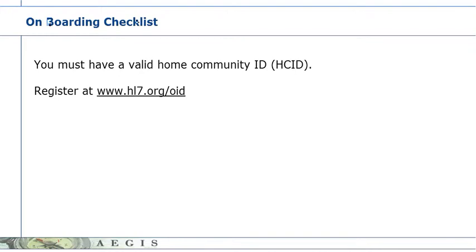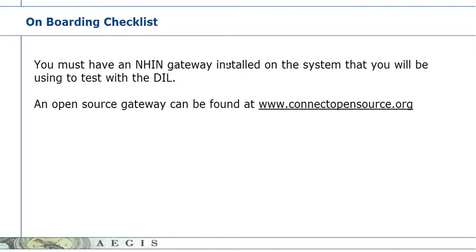Before you, the test participant, can execute tests in the DILL, there are a few things you will need. You must have a valid Home Community ID or HCID. If you do not have this, please register at www.hl7.org/OID.